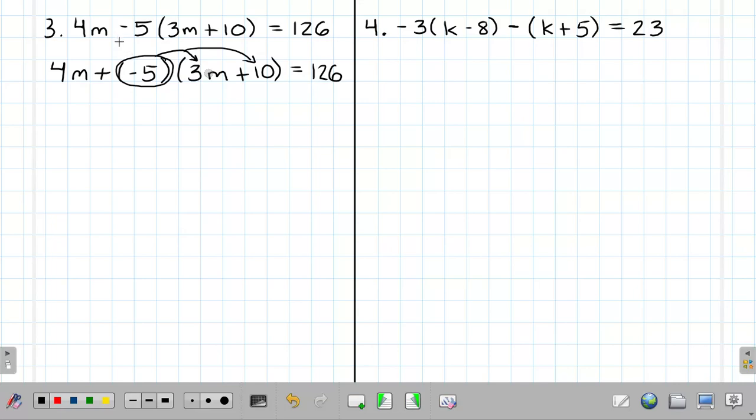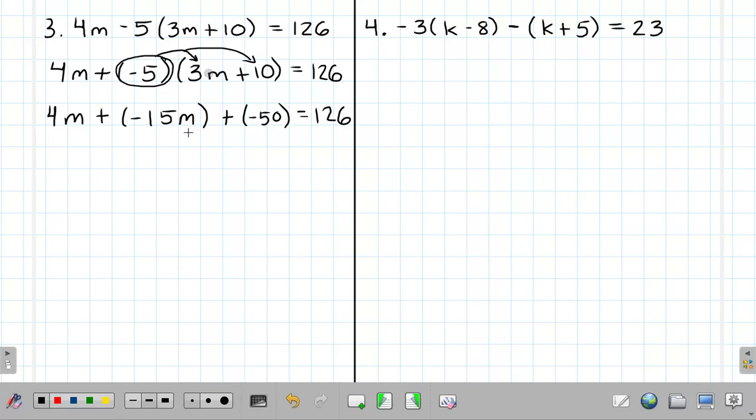Once again, I wrote this as a sum, and when I did that, it kind of opened it up to show me that, hey, what I'm actually distributing is a negative 5. So I write everything that I'm not distributing again, so 4m plus negative 5 times positive 3 is a negative 15, and then we can't forget the m because that's a variable term, plus negative 5 times 10 gives us negative 50.